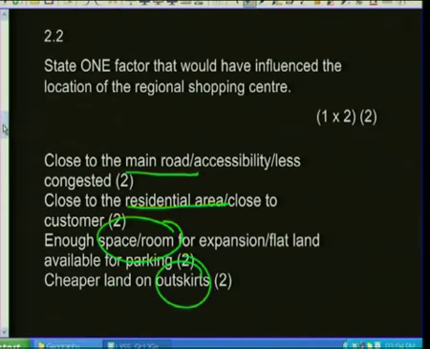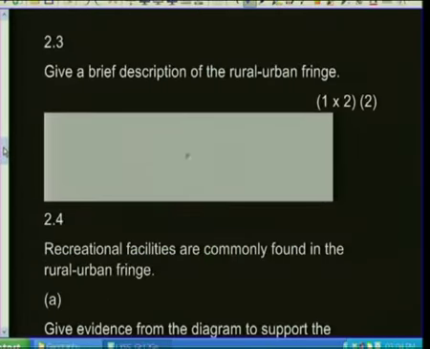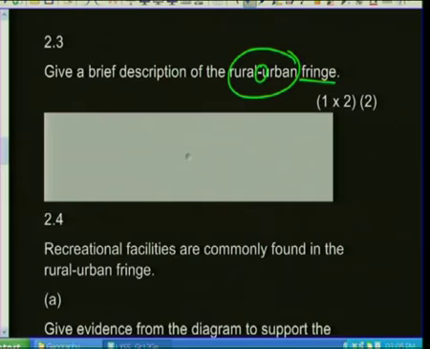Let's move on to 2.3. 2.3 asks us to give a brief description of the rural-urban fringe. Now, when we look at that terminology, rural-urban, they've put a little hyphen in the middle indicating that the words are joined, so therefore the concepts are joined as well. We're talking about an area that has got both rural and urban functions, hence the term rural-urban, but it's on the outskirts of the city, which is why it's on the fringe.